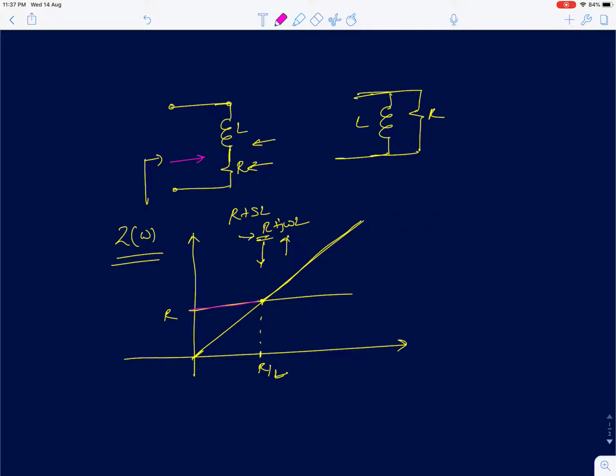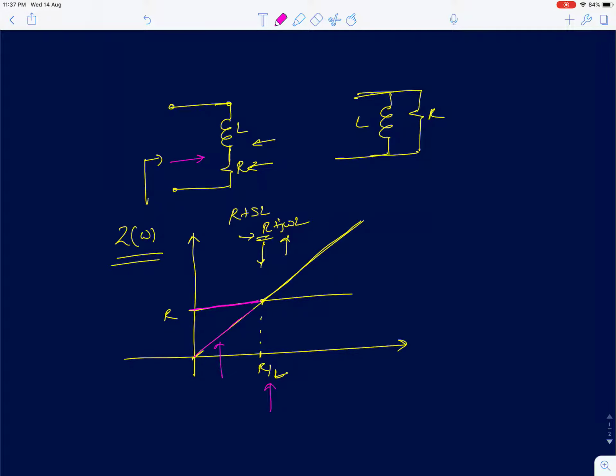So for low frequencies, an inductance behaves like a short circuit. So the impedance that is shown here is slowly increasing as you increase the frequency. So resistance is larger, so it will dominate for low frequencies. When I say low frequencies, frequency is less than R by L. After that, that is the frequency when omega becomes equal to R by L.